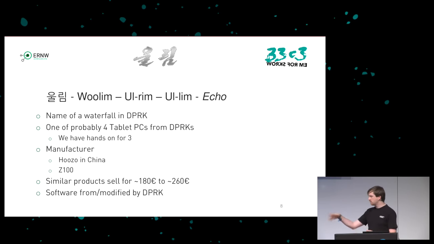If you do some research on the device, you will find out that the manufacturer doing the hardware is not from DPRK. It is a Chinese manufacturer, and it is selling this plain hardware with a stock Android on it, probably under the name of Z100, and the products sell from 180 to 260 euro, which is a good price for the technology behind the tablet PC. But you can imagine that 260 euro is a lot for someone sitting in DPRK and wanting to buy a tablet PC. So probably those tablet PCs are not meant for the whole public. It's probably only a few people that have access to them, but this is speculation.